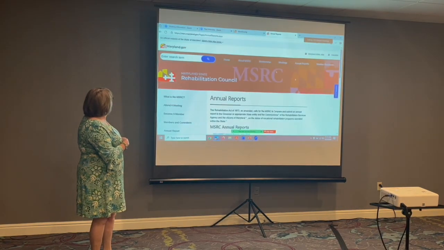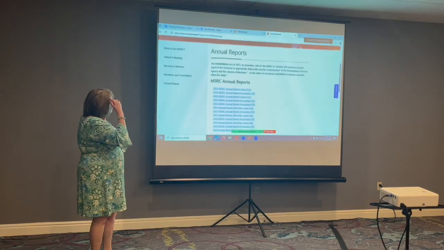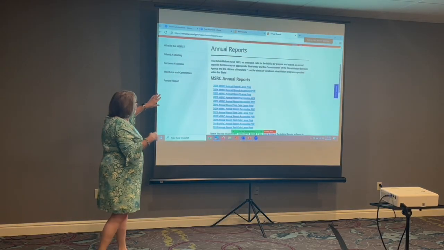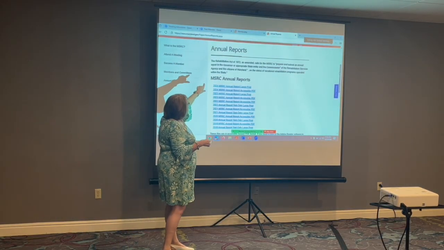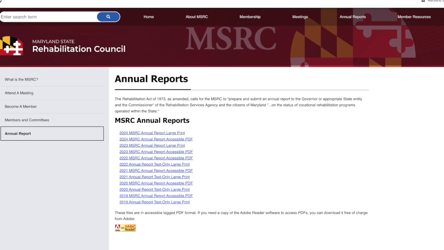And then the annual report. The language out of the Rehabilitation Act calls for the MSRC to prepare and submit an annual report to the governor or appropriate state entity and the commissioner of RSA, and post it to the citizens of Maryland. That gets covered by posting it on the website.